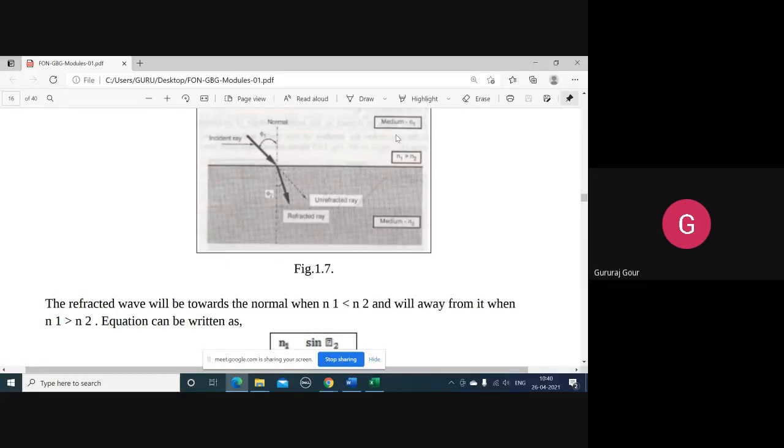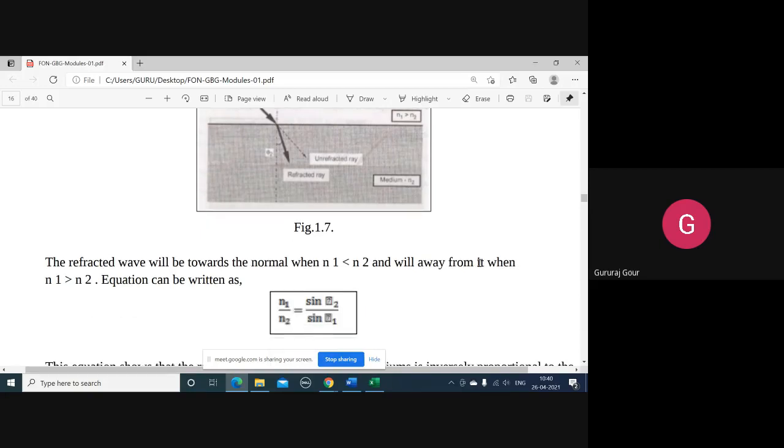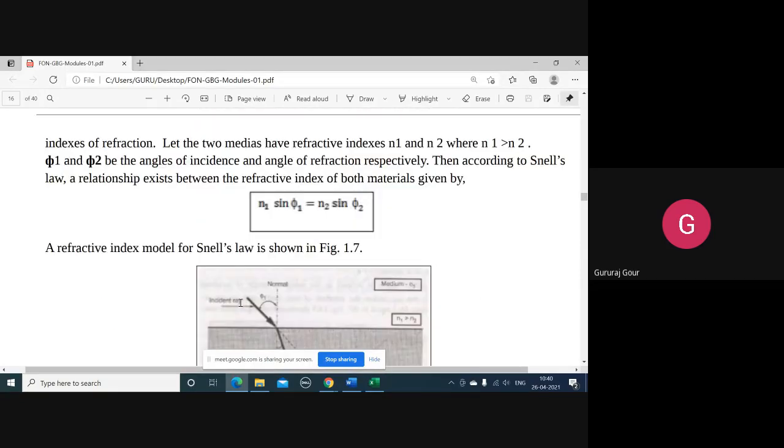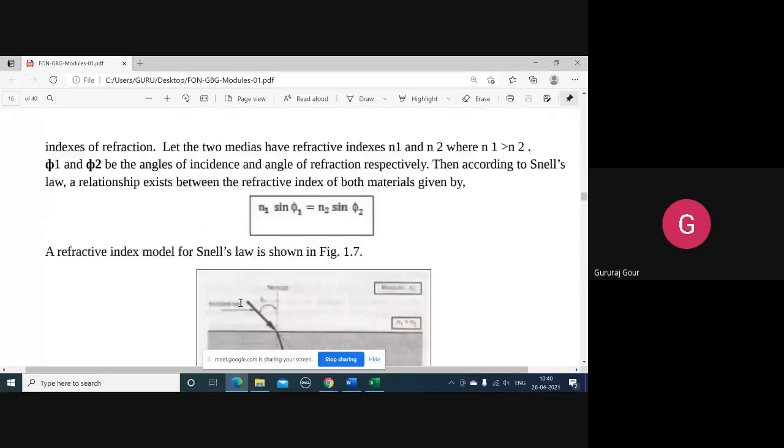Medium 1 refractive index N1 is smaller, medium 2 refractive index N2 is larger. In that case, it will bend towards the normal. Both the refractive indices and densities are same. And it will bend away from the normal when, sorry, N1 is greater than N2. Remember, this is a very important discussion we will be having today as a part of Snell's law here.